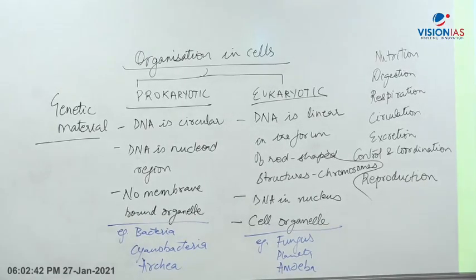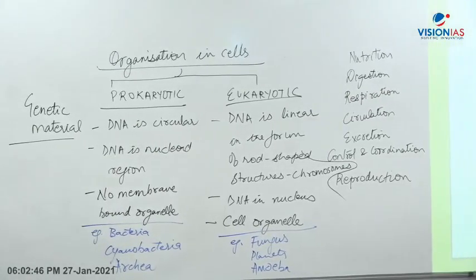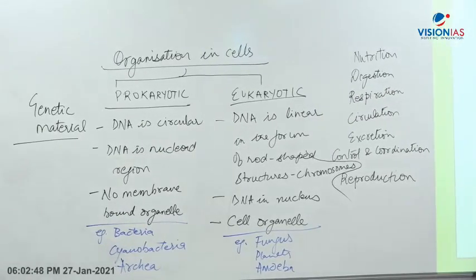And then of course you write down example. See this bacteria, cyanobacteria, archaea. Cyanobacteria is also called blue-green algae. So the other name of cyanobacteria is blue-green algae. Then write down eukaryotic organisms.